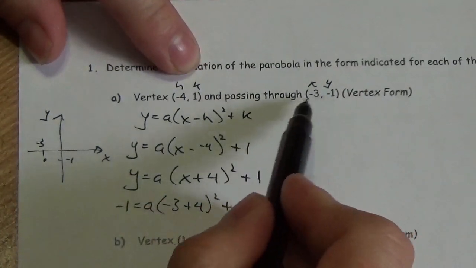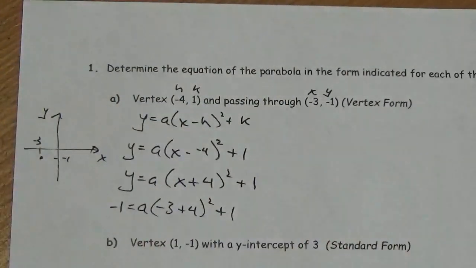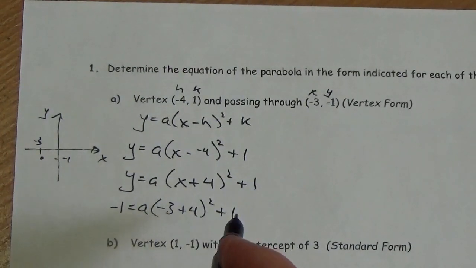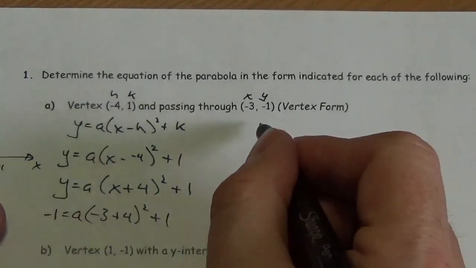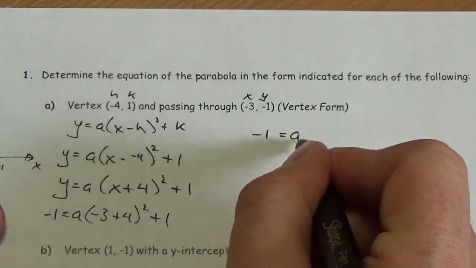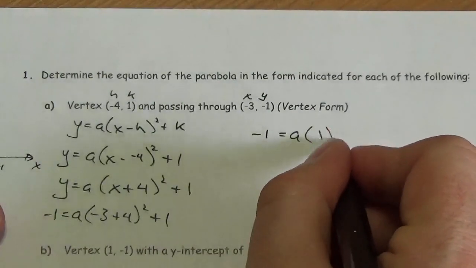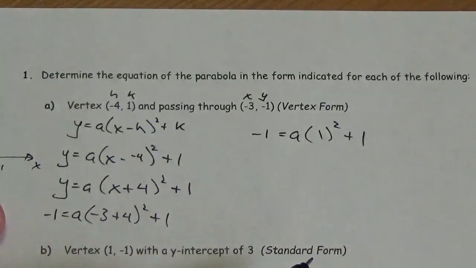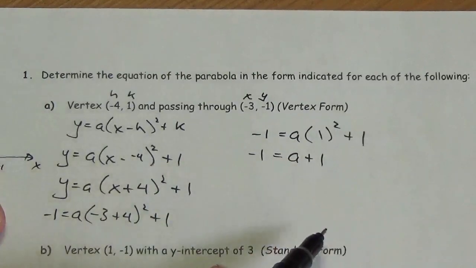Okay, this is a more general or a specific value of a general set of points here that are on the parabola. Now what I got to do here is I got to figure out what a is. Now this is basically just following order of operations. So I'm going to do what's inside the parentheses here first. So I've got this -1 is equal to a multiplied by, well, -3 plus 4 is going to give me 1 squared plus 1. And 1 squared is just 1 multiplied by a. So that's going to be just a plus 1.